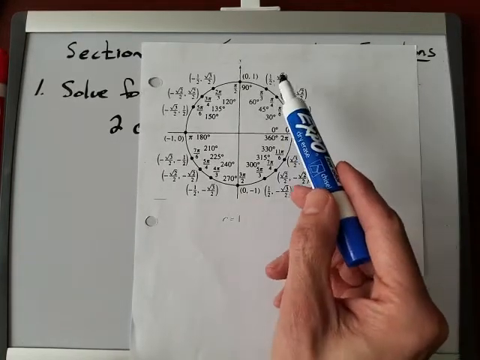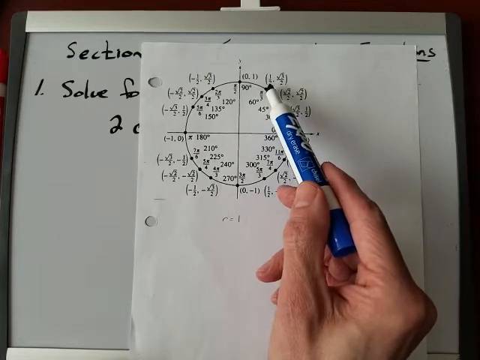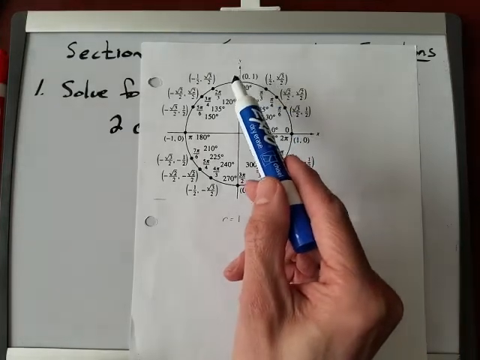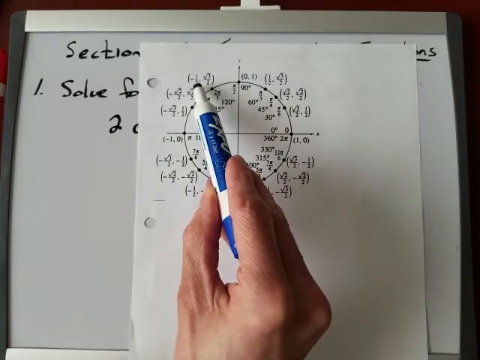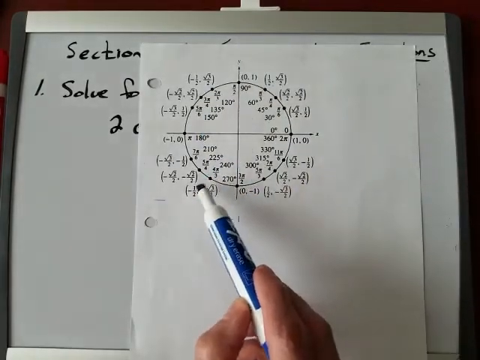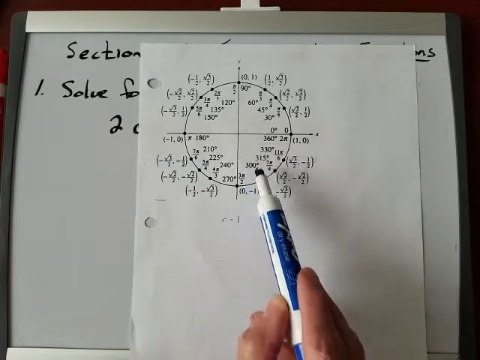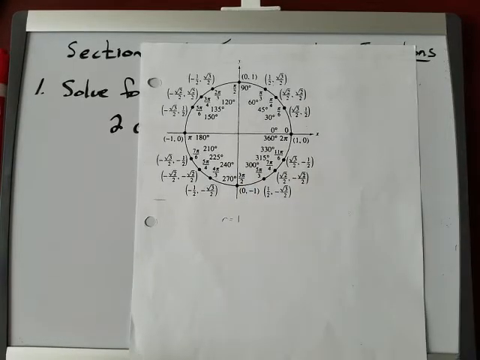The very first one would be at 60 degrees. The x value is a half. As we go around, we might as well rule some out right away. 120 degrees will not work because it's a negative a half. 240 will also not work. 300 would, but here's where we have to be very careful.